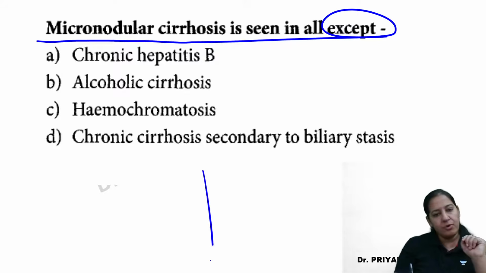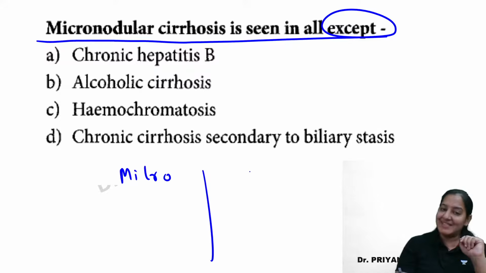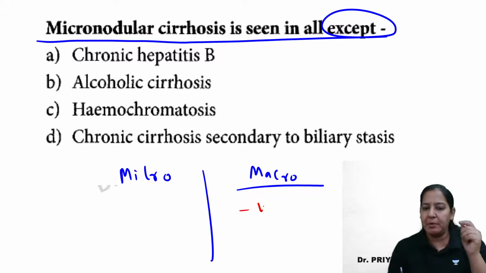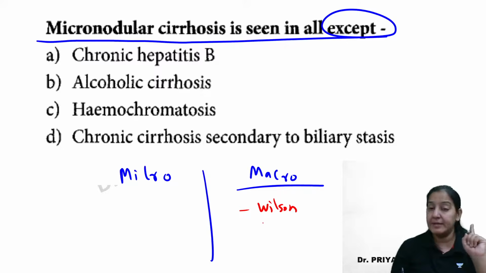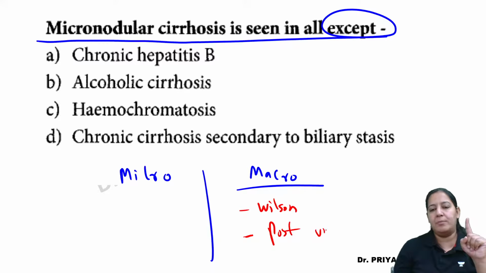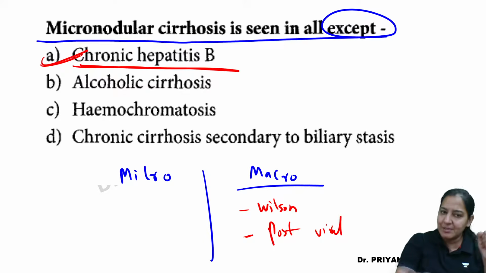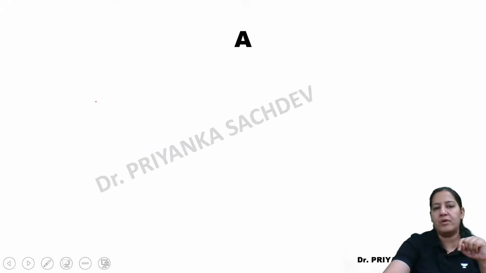All of them are micronodular except only 2 which are macro. In macro, you have two examples. Number 1, Wilson disease, that is copper excess, and number 2, post-viral cirrhosis, post-necrotic cirrhosis. So it is chronic hepatitis B. A will be the answer here. That is macro. Rest all are micro.